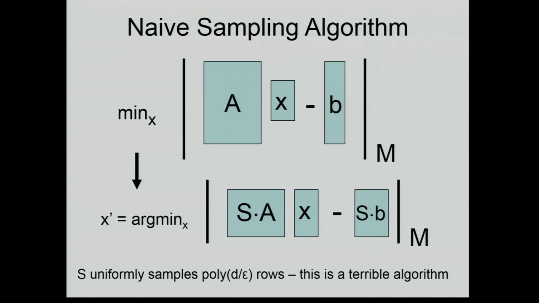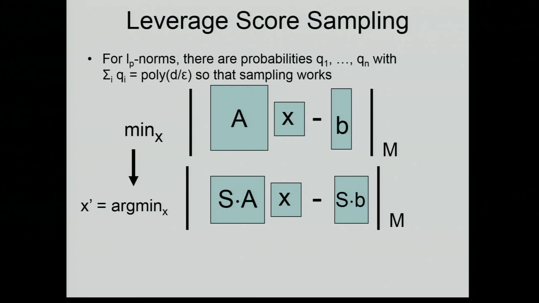However, there's a better algorithm, which is also sampling based, but it's based on so-called importance sampling of the rows. This is called leverage score sampling in the literature. So what I'm going to do is, instead of uniformly sampling, I'm going to give you a much better distribution on the rows to sample from. This will work for Lp norms. So suppose for the moment M is just the function x to the p.